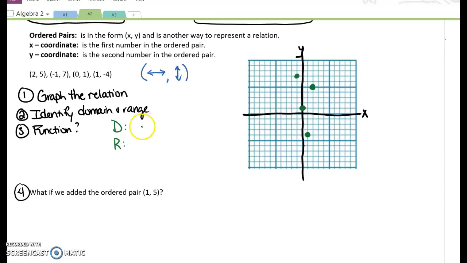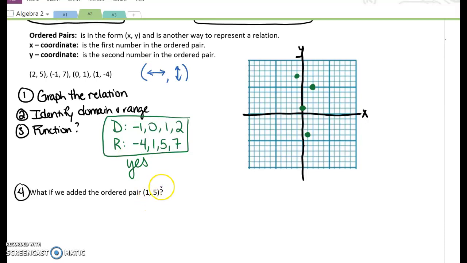The domain needs to be the x values in numerical order from smallest to largest. So our smallest x value is -1, and then 0, 1, 2. So you can either look at the ordered pairs to get that, or if you want to look at the graph, here's the point that's the farthest to the left, and that's an x value of -1, and then you can move to the right from there. Your range needs to be your y values from smallest to largest, so -4, then 1, 5, 7. Is this a function? Yes, there are no repeated x values, so yes, this is a function.